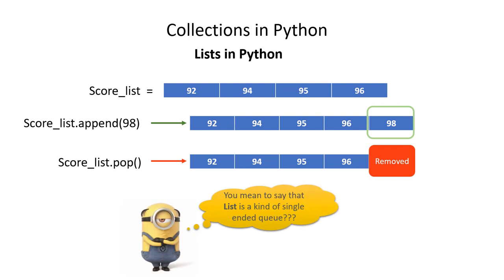More or less, can we consider this list as a single-ended queue? That's true, because we are appending at the end of the list and we are also removing from the end of the list. So append and pop more or less work at a specific end of the list, so we can probably term it a single-ended queue. Now, do we have any double-ended queue in Python?